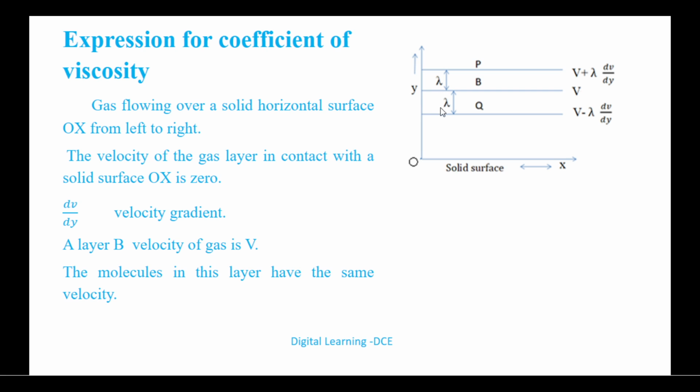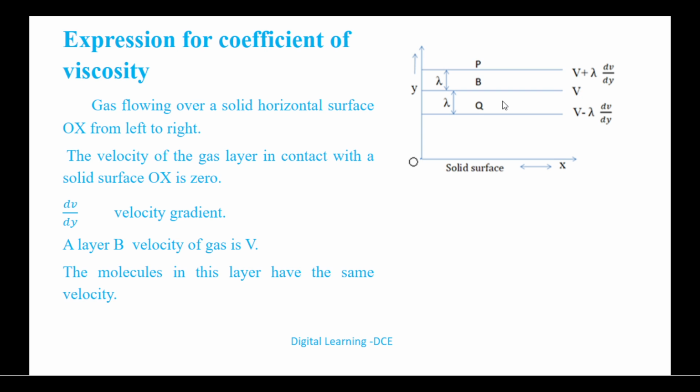Then let us consider a layer B, which is at a certain distance from the solid surface. B represents one of the layers of the gas. Let us assume that V is the velocity of the gas molecules of this layer, and all the gas molecules have the same velocity, equal to V.